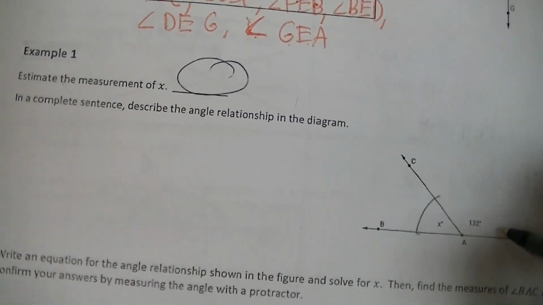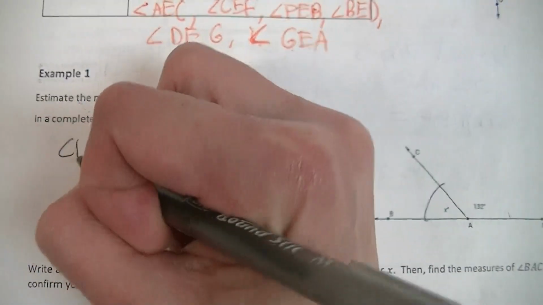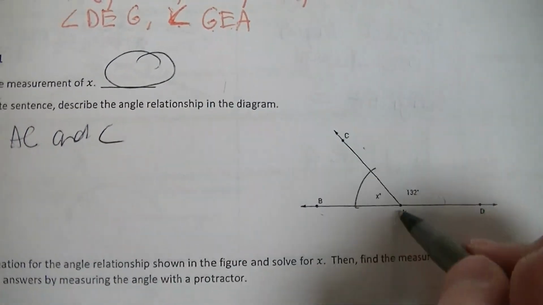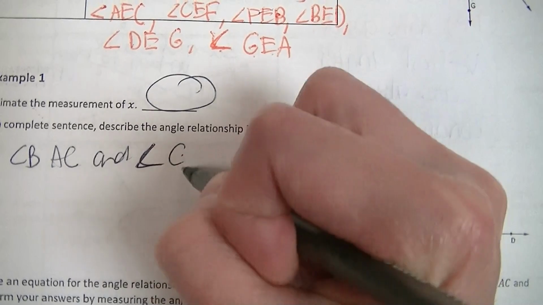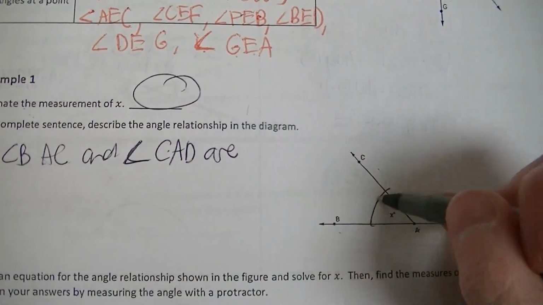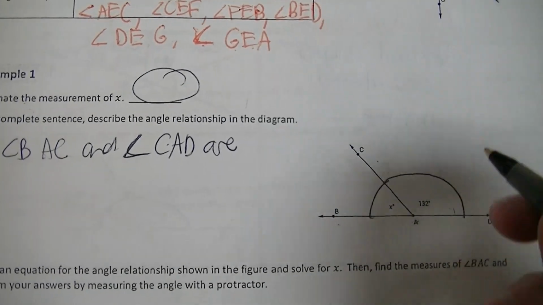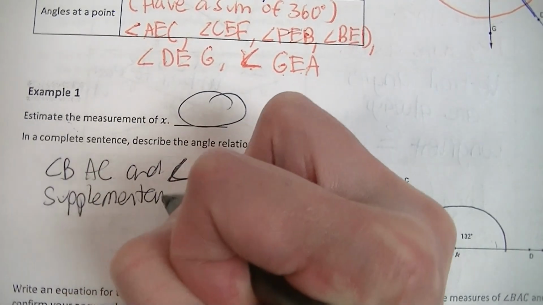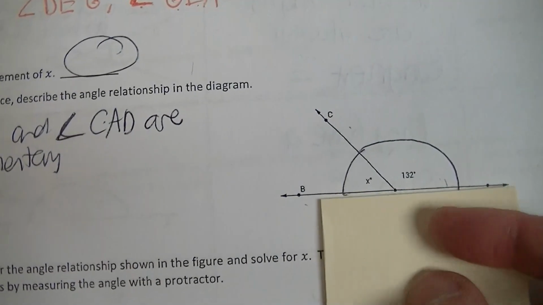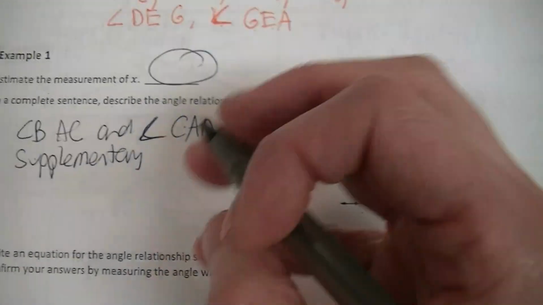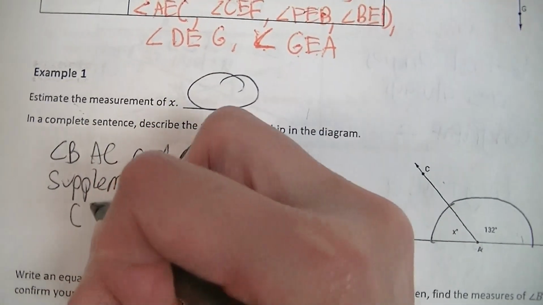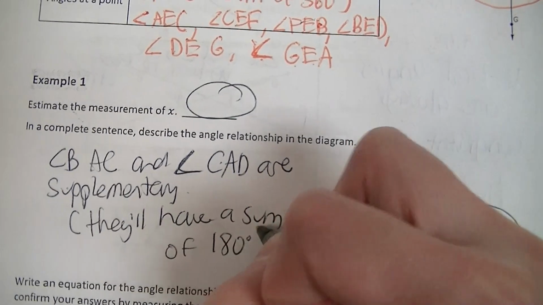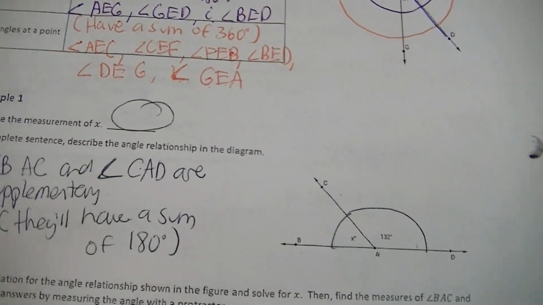Now, in a complete sentence, describe the angle relationship in the diagram. So I know that angle BAC and angle CAD, that's an angle sign, are, what's the relationship? You want to know this angle and this angle. Look at that. Half a circle. So they're supplementary. Or you could do the thing with the sticky note. Oh, look, angles on a line right there. That'll add up to 180, sorry. So they're supplementary, so they'll have a sum of 180 degrees. That's something you need to just memorize, the relationship of supplementary angles.